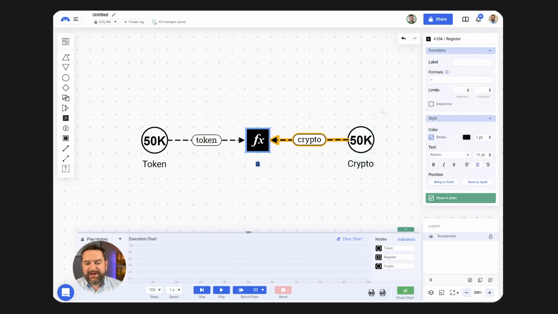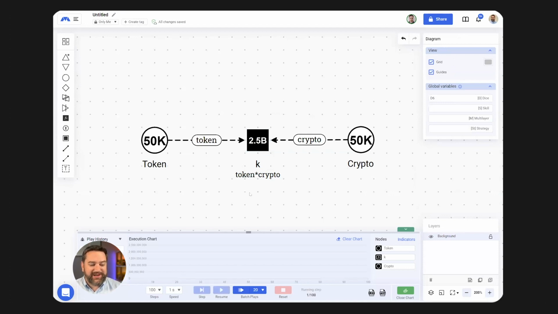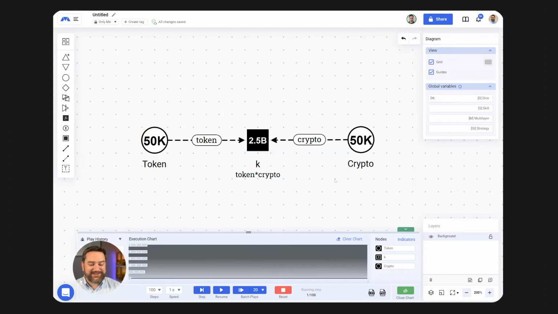Then this is my formula. So for this, I'm going to do token times crypto, and this is going to be my K number. So that starting point, if I hit step, this is going to take 50,000 tokens, 50,000 crypto, multiply those together to give me a K number of 2.5 billion in total. Now I'm going to remove these at the moment.